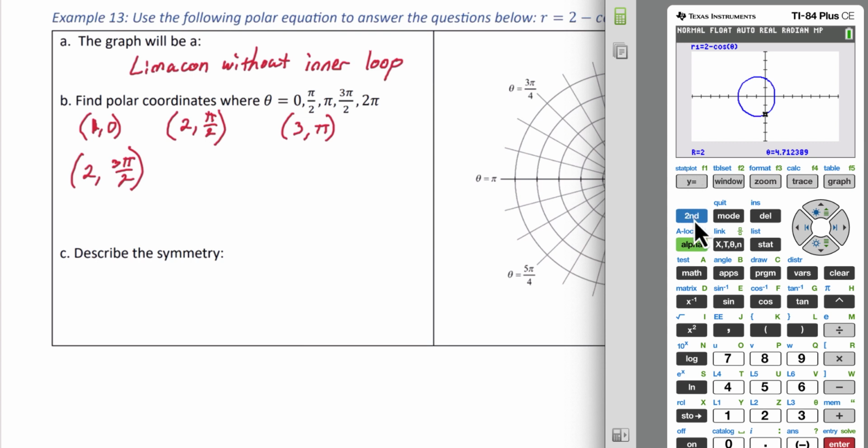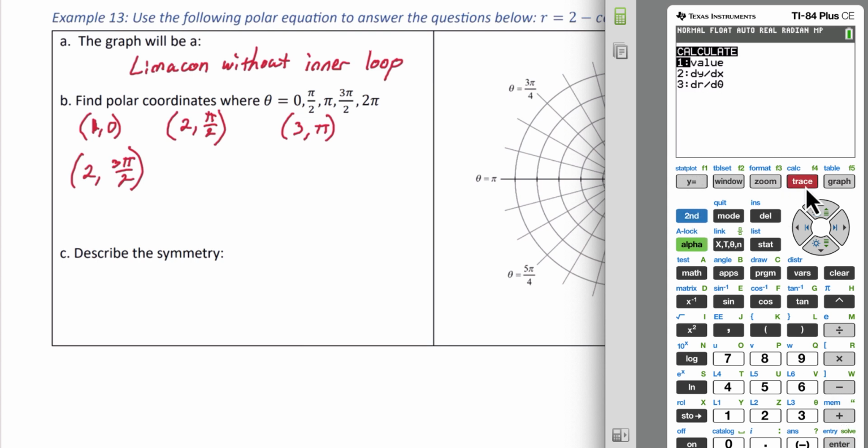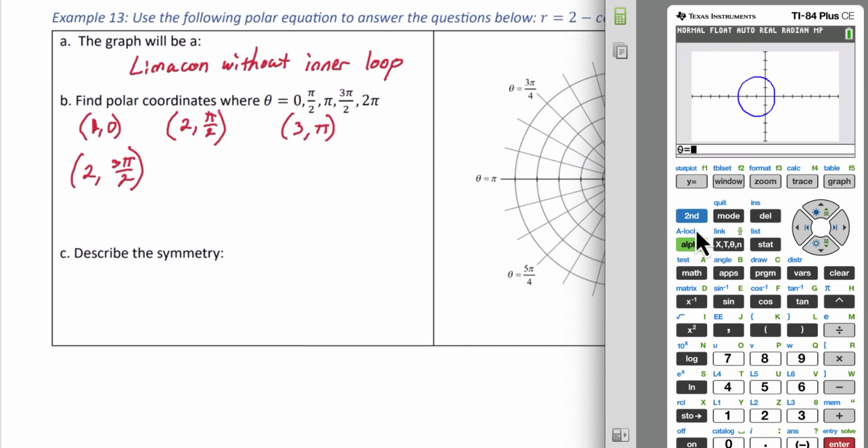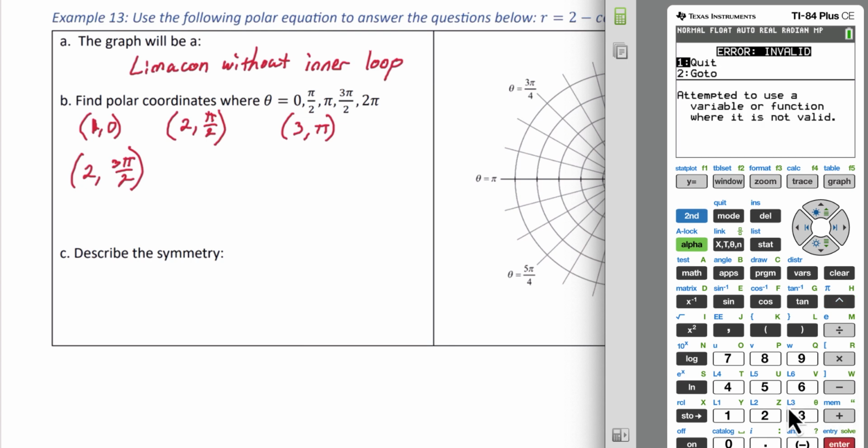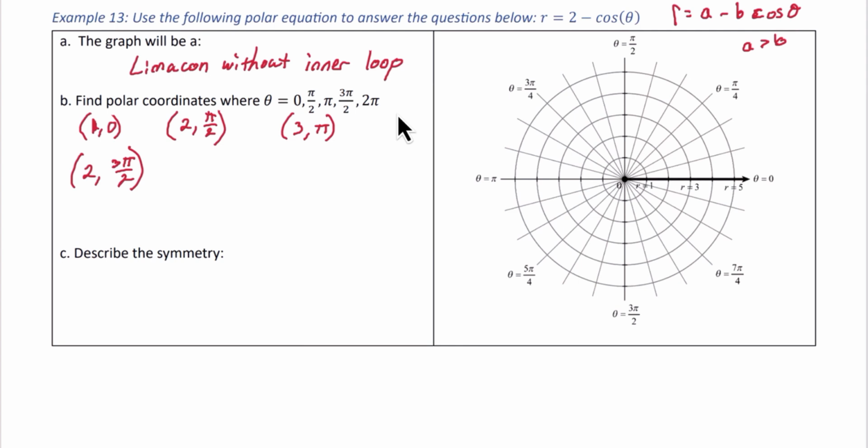And finally, let's check 2 pi. When theta is 2 pi, we get a goof. I'm honestly not quite sure why it's complaining about that, so let's just try it by hand. That still works. R is equal to 2 minus cosine of 2 pi. Well, we know that 2 minus cosine of 2 pi is 1. 2 minus 1 is 1. So we get 1 comma 2 pi.